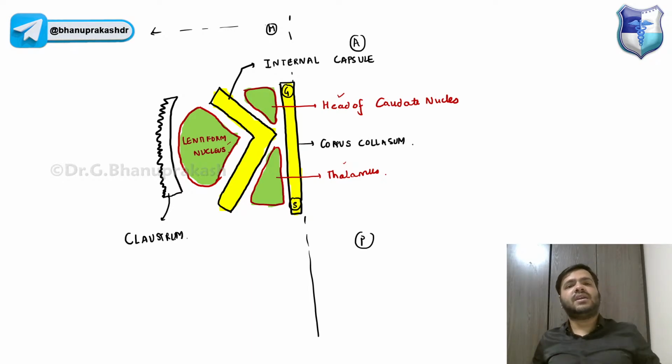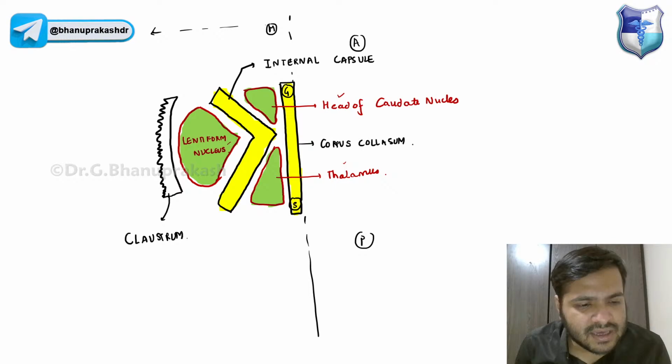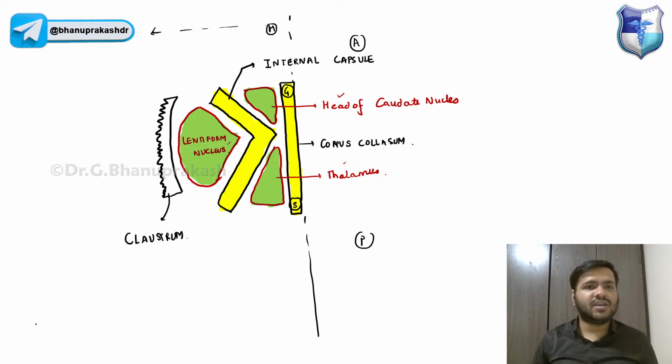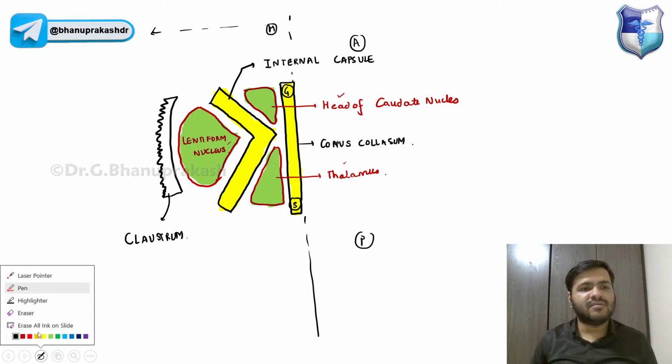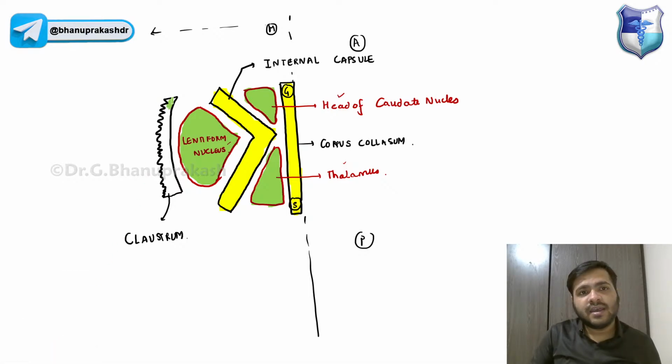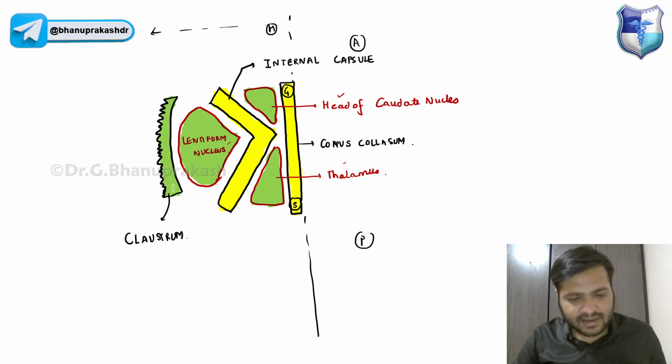So this is again the gray matter thing, guys, which you will appreciate just lateral to the lentiform nucleus, for which the function is not exactly known till date, and that is nothing but the claustrum, right?